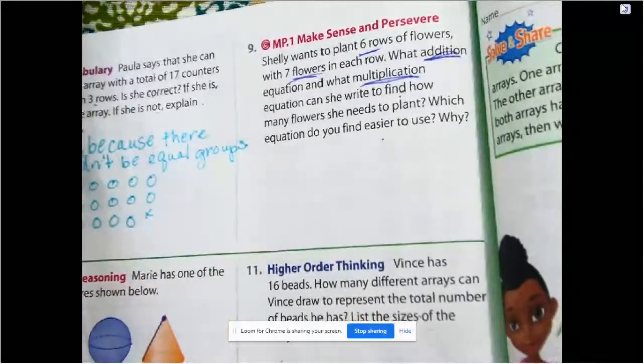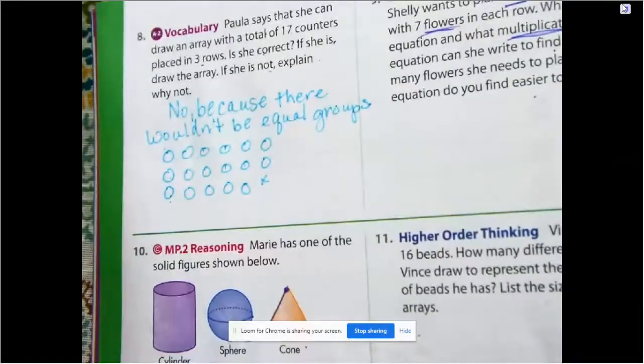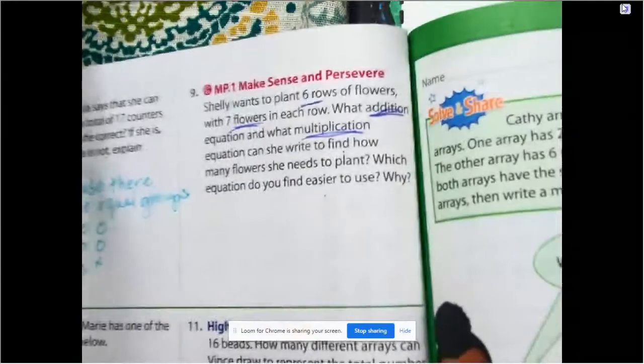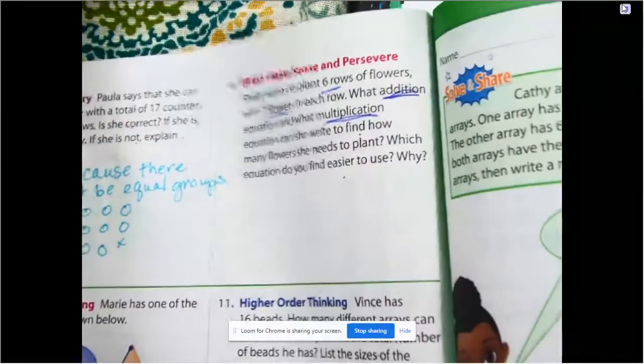Okay, go ahead and copy that down if you need to. And then, pause it, write it down. And then when you're done, unpause it and come over to number 9.